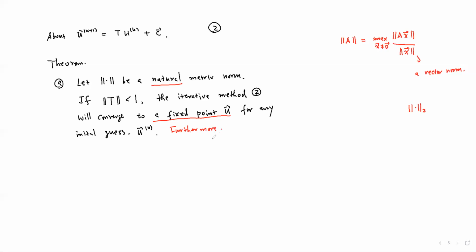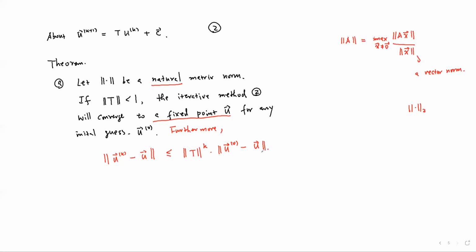Furthermore, when the norm of the matrix is less than 1, then the k-th iteration minus the fixed point is less than or equal to the norm of the iteration matrix T to the power k times u0 minus the limit. Okay, the limit is u, so u0 minus u.